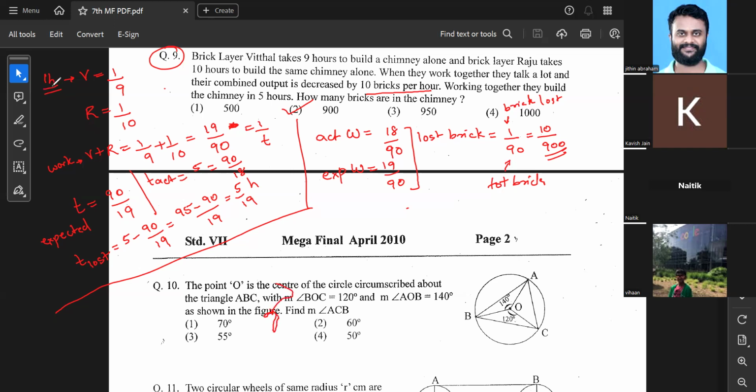Now, what we are speaking about is 1 hour only. Hence, this 1 hour logic fits over here.